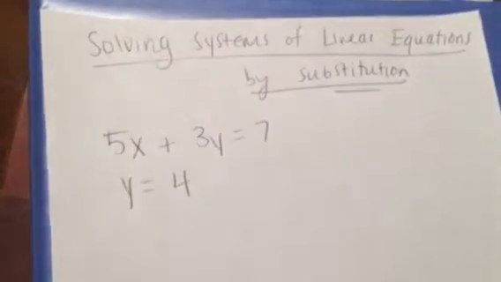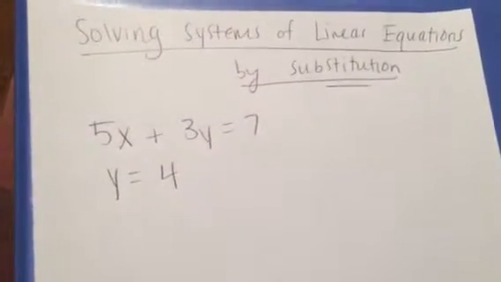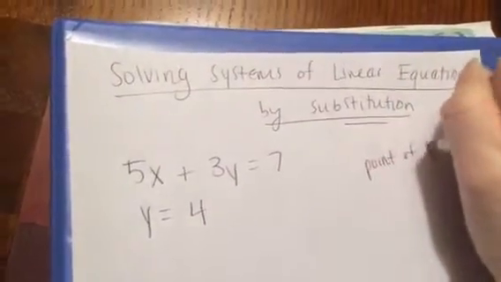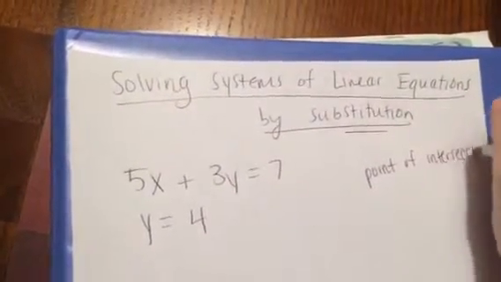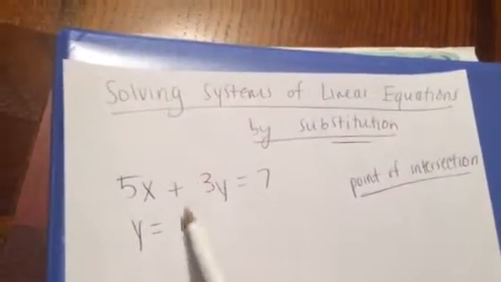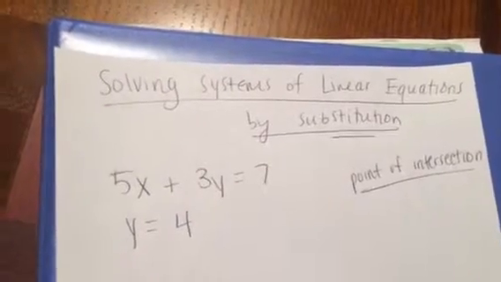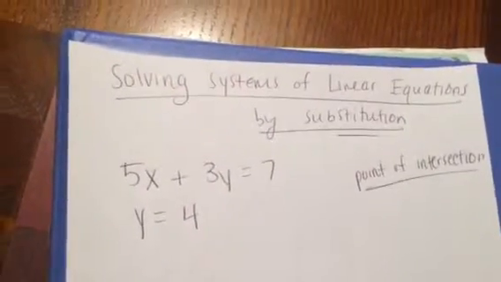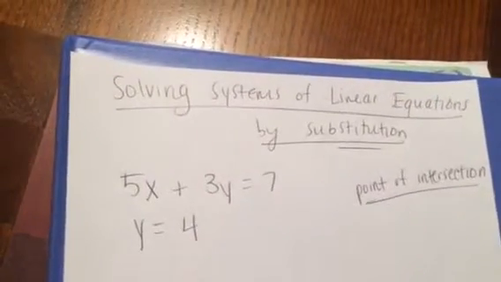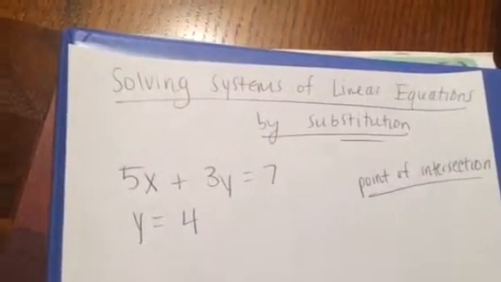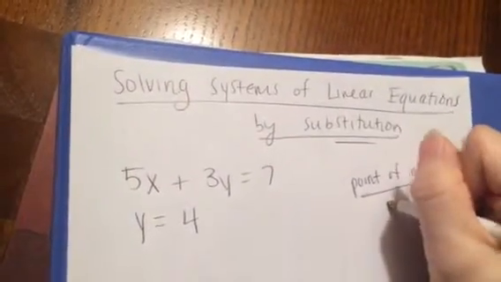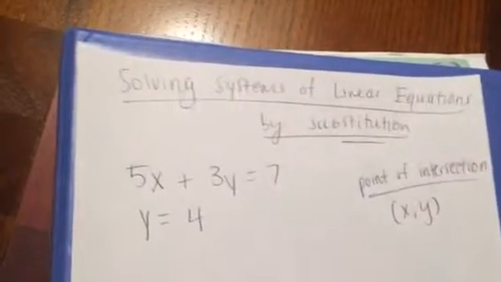And we know that when we solve a system of equations, really what we're trying to figure out is the point of intersection. We know that when we look at these equations and they're graphed, they're two lines, and the solution to the system of equations is the point of intersection on the graph. Okay, where do these lines meet? And we know that the point of intersection consists of an x comma y value. It's an ordered pair.